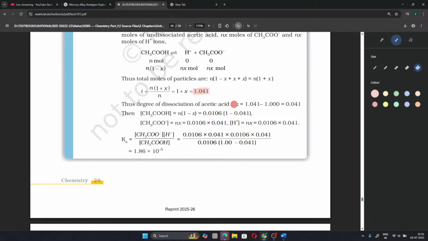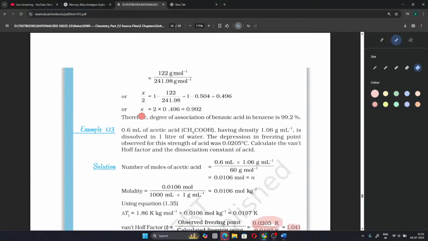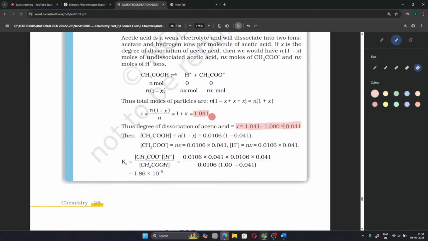Degree of dissociation of acetic acid is around 1.041 minus 1, which is 0.041, times 100, which is... wait, no, it is 4.1 percent dissociation. Then they asked for the dissociation constant of the acid. The van't Hoff factor is 1.041 and the degree of dissociation is 4.1%.